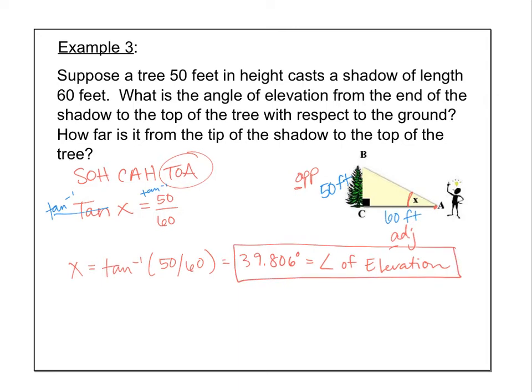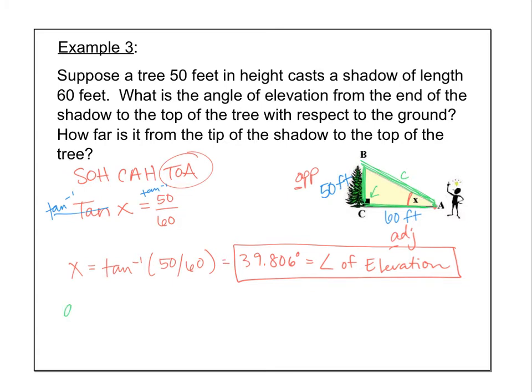Second, they want us to figure out how far is it from the tip of the shadow to the top of the tree. So that is segment AB, from here up to here. Well, how far is that green segment? I'm going to call that lowercase c for now, because look what we have here. We have a triangle where we know this side is 50, this side is 60, and we want to find the third side, and it's a right triangle. Down in this corner, we have a 90-degree angle.